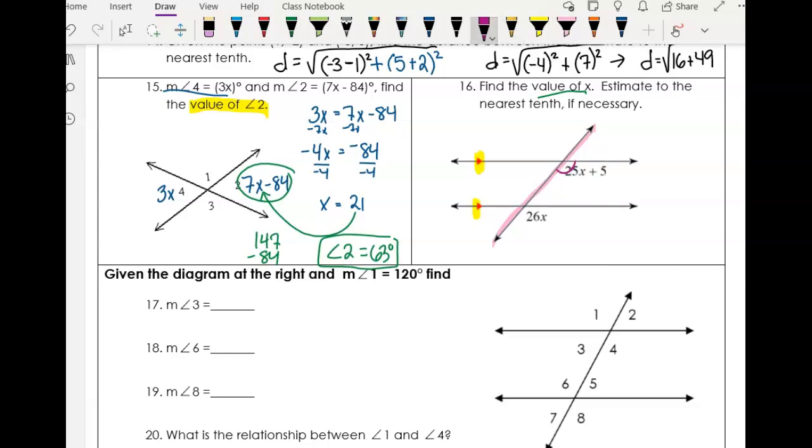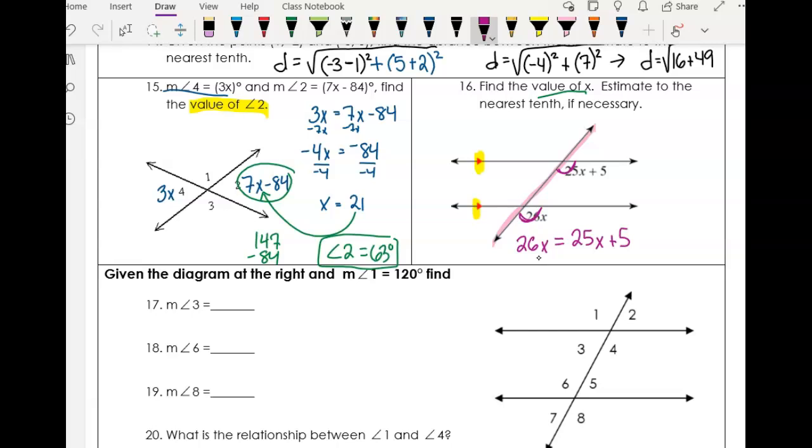So notice this angle right here is in the same position as here. So imagine taking this section right here, and let's show you that. If I click on that, I can literally drag it right there, and it's the exact same angle. That is called a corresponding angle. They're in the same corners, they're on the same side, and they are equal in value. So we know that 26x is equal to 25x plus 5. So I'm able to set up my equation, and now I can go ahead and solve.